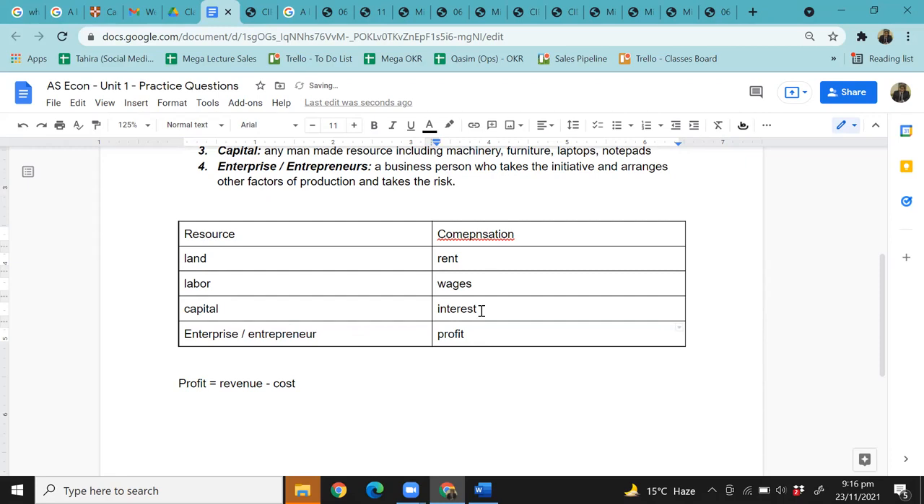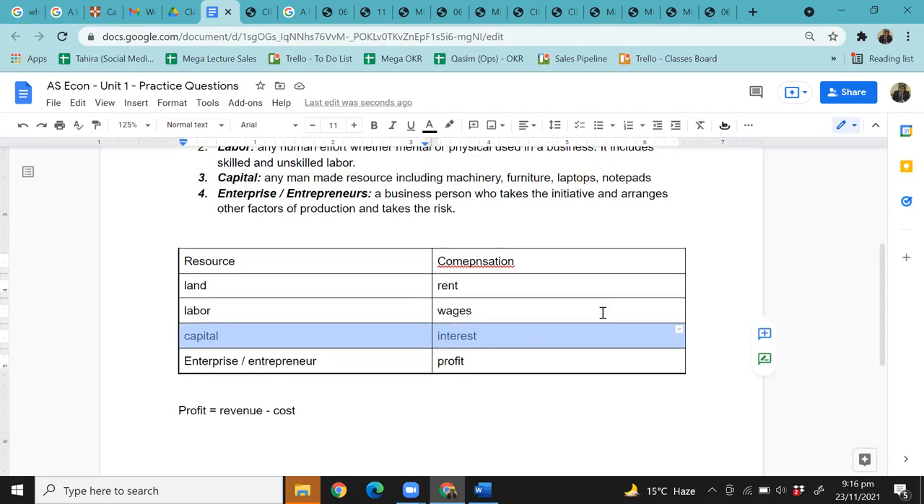Now, coming back to this part, why is capital getting interest? You must have heard the term interest. When you deposit your money in a bank, you get interest, right? If you open a saving account in any bank in Pakistan, or in any other country for that matter, you earn interest. Why is capital getting interest? Think about this. All these man-made resources that you get, right? I was telling you that capital is man-made resource. So you need finance.